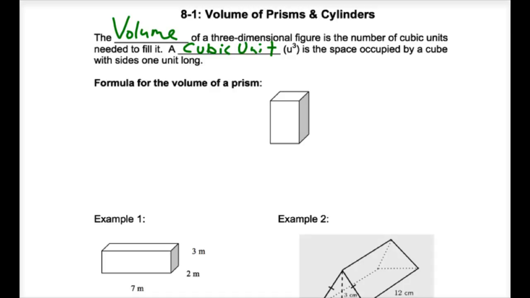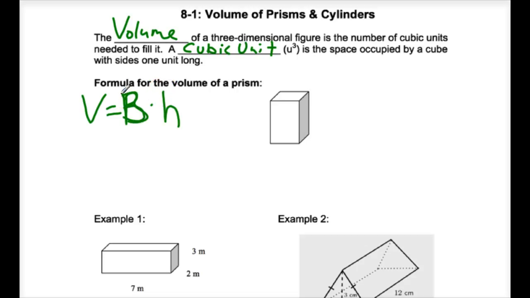Does anybody from last year remember the formula for the volume of a prism? V equals base times height. But we use something different than base. We call it big B times H.